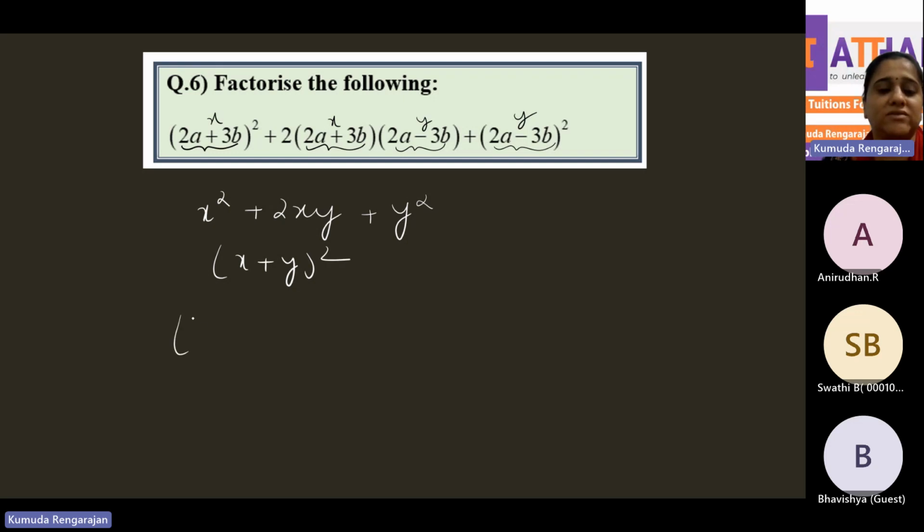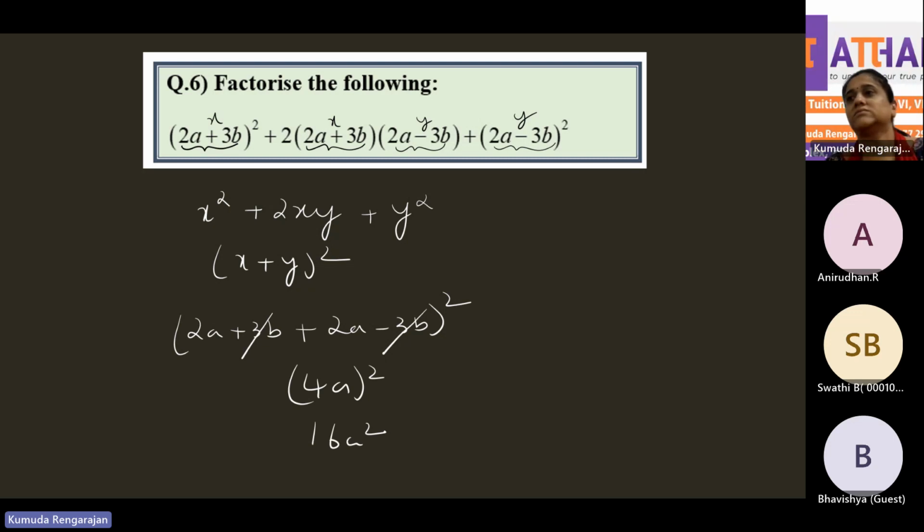Now replace. What is x? 2a plus 3b. And what is y? 2a minus 3b. x plus y the whole square. So minus 3b plus 3b gets cancelled. 2a and 2a is 4a. 4a the whole square, which is 16a square.